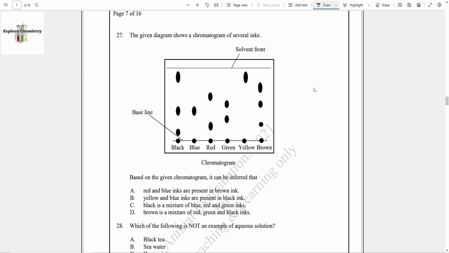Number 27. The given diagram shows a chromatogram of several inks. Based on the given chromatogram, it can be inferred that A says red and blue inks are present in brown ink.